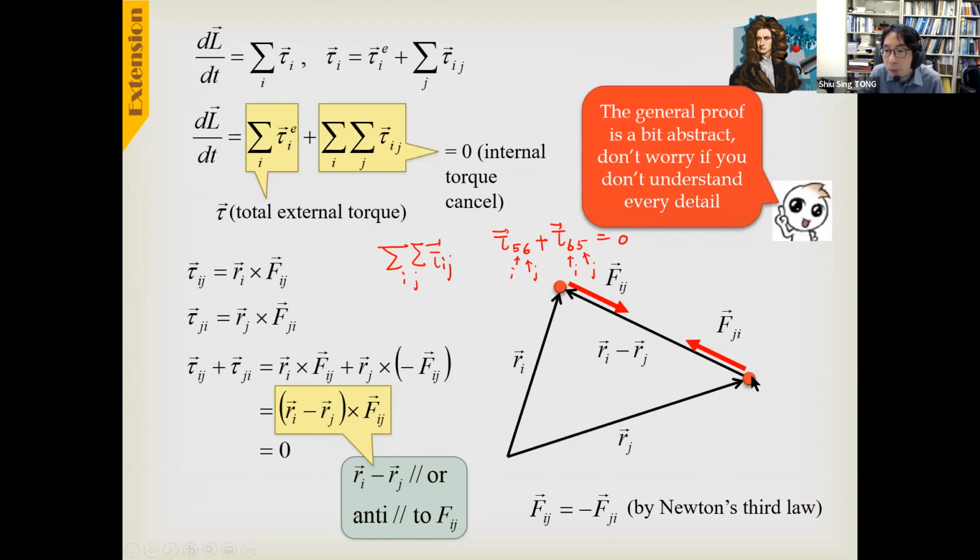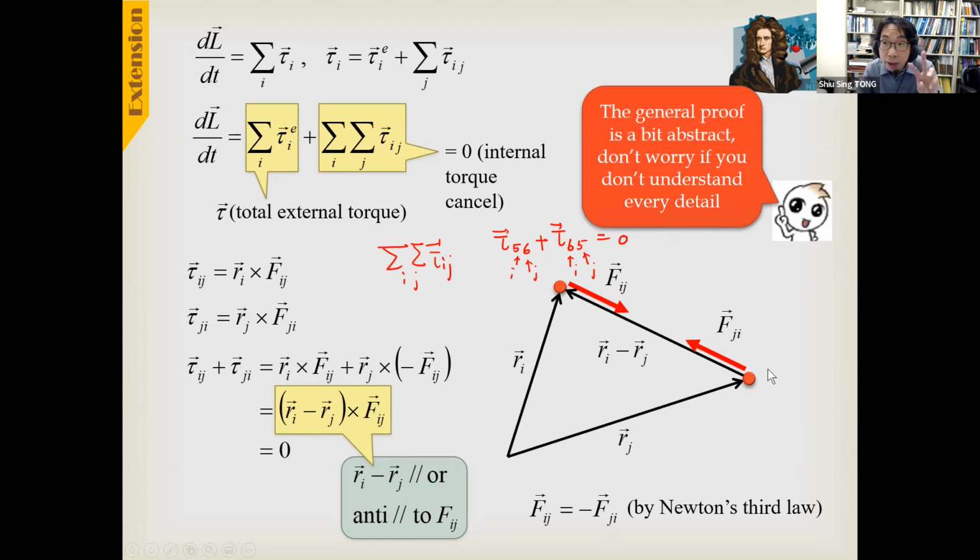And how about the torque acting on particle J due to I? The torque Ji is the position vector of the J particle, Rj, crossed with Fji. So the sum of these two terms, tau ij and tau ji, will be equal to Ri crossed with Fij plus Rj crossed with Fji.